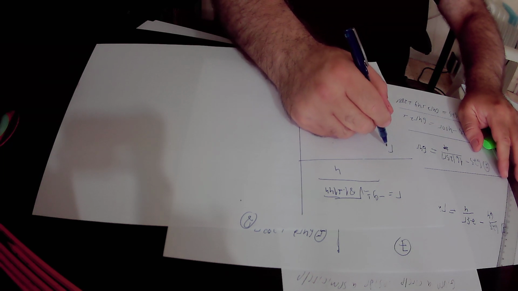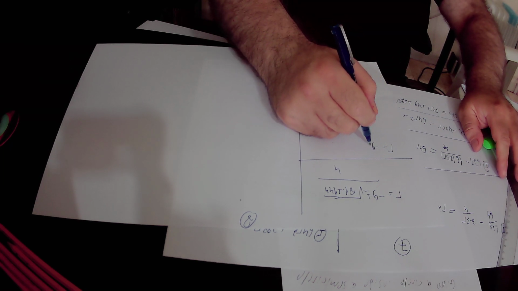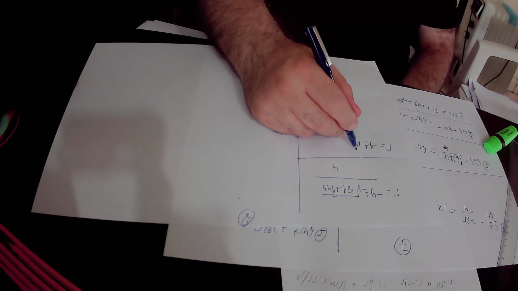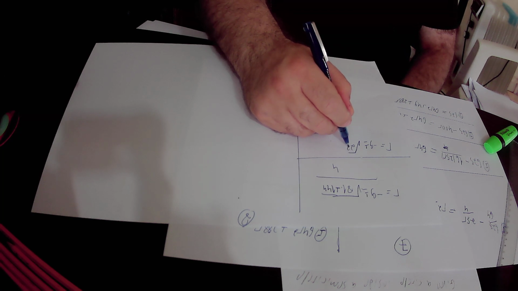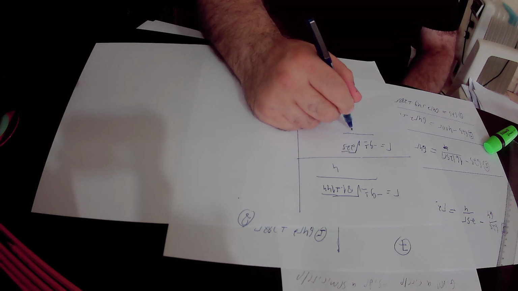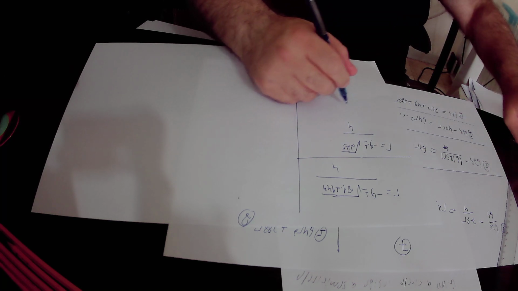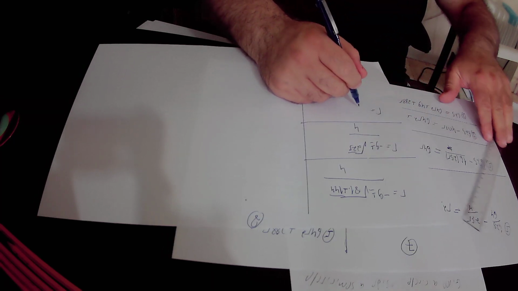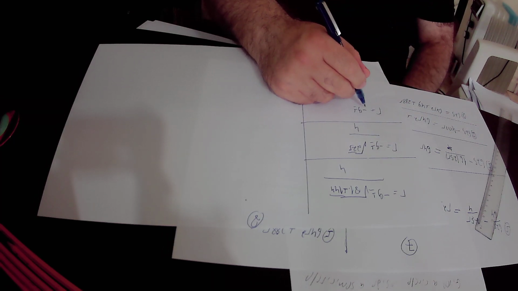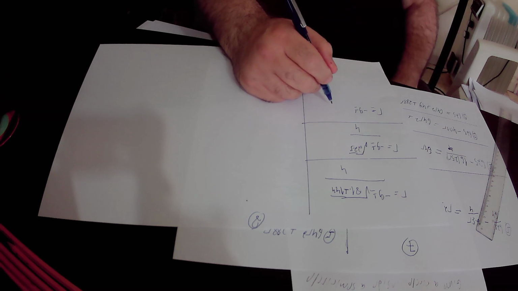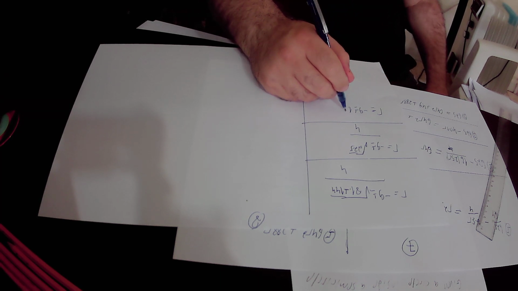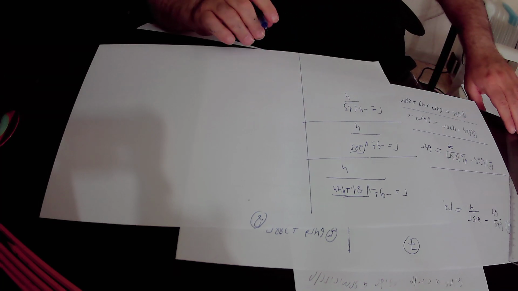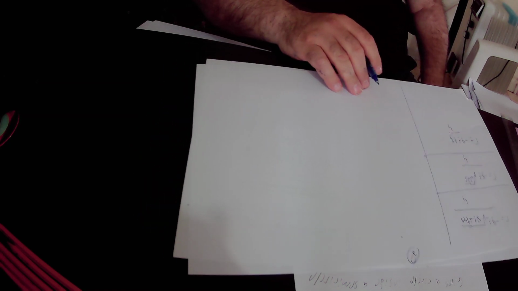So r, the radius of the small circle, equals minus 9 plus minus the square root of 144 plus 81, which is 225. So inside the root we are left only with 225 over 4. So here r, the radius of the small circle, equals minus 9 plus minus the square root of 225, which is 15, all divided by 4. So here we will have two possible solutions for r, the radius of the small circle.